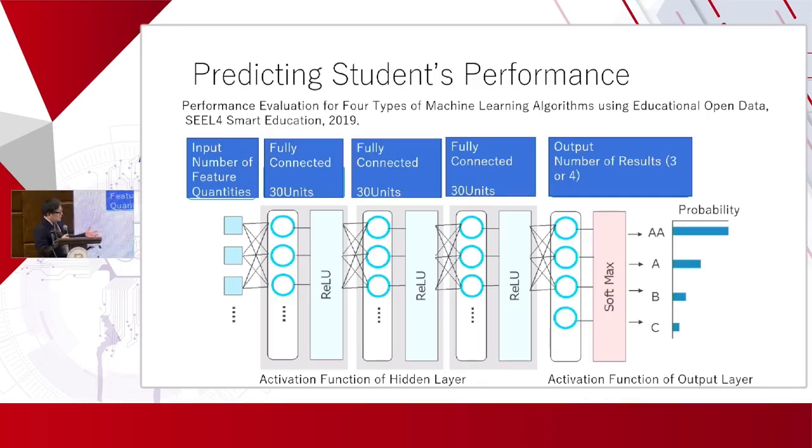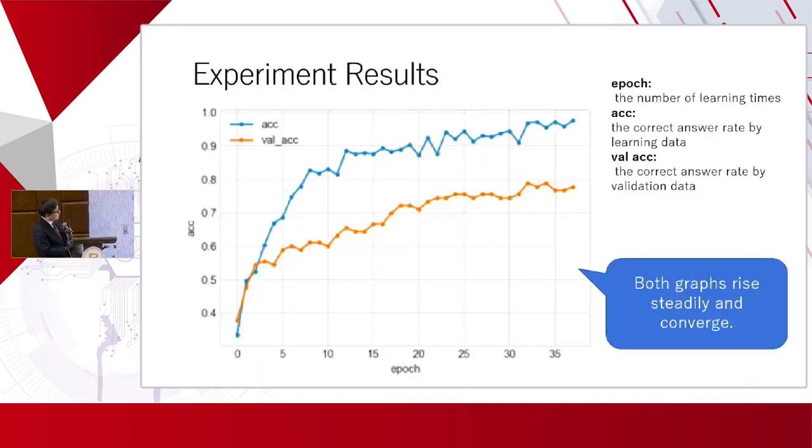Using student data from only three or four classroom sessions, we can predict student performance using deep learning. We can get almost 80% or 90% accuracy in predicting student performance using deep learning. This is the first approach using AI technologies.